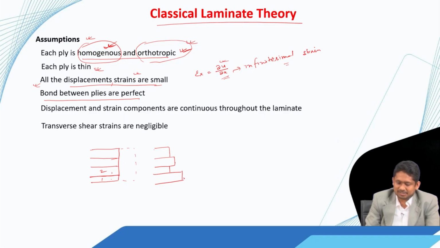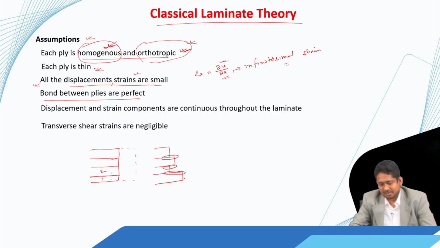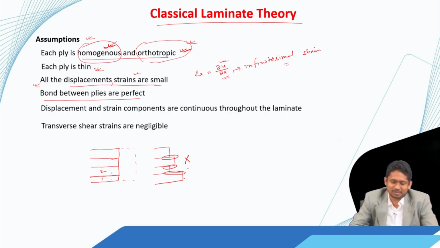That means, these plies have discontinuity in the displacement at the region where they are bonded. So, this is not permitted. So, we are assuming that the bonds are perfect. If the bonds are perfect, then the bond strength is so high that this kind of discontinuity of displacements will not come. Then displacement and strain components are continuous throughout the laminate.